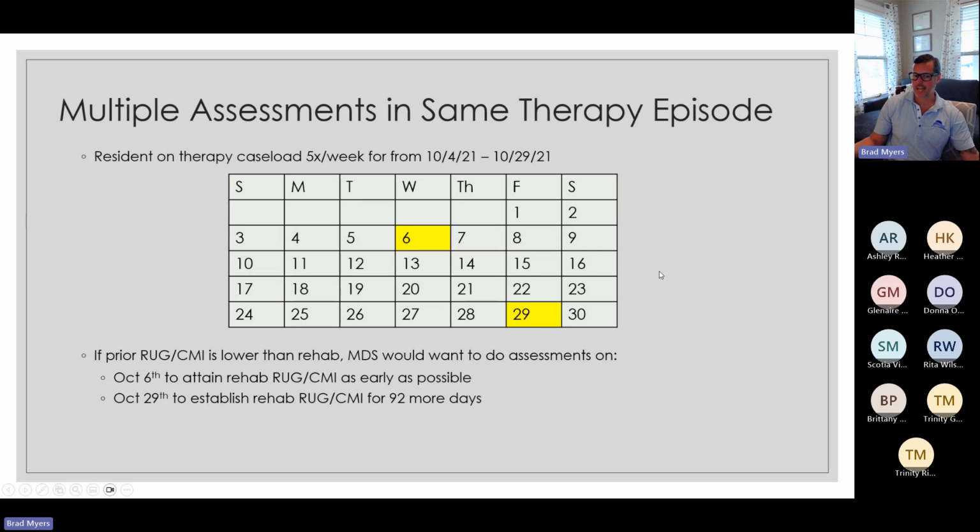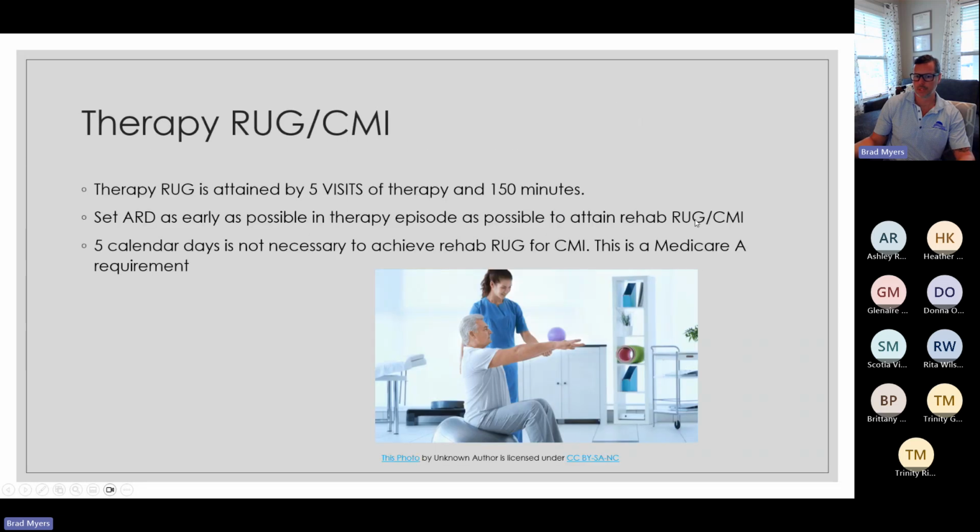And ever since we went to time weighted, that's the name of the game. You want as many days in those higher rugs as possible. If it's going to be an assessment that is going to down code that rug at all, you want to offset that as long as possible, up to 92 days.